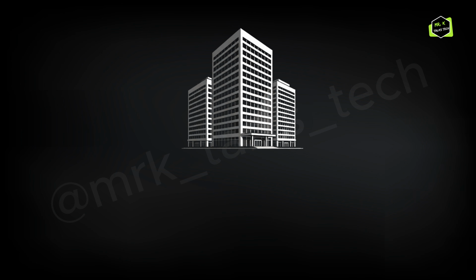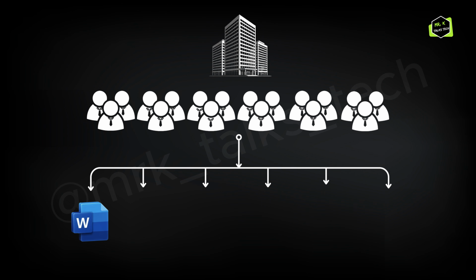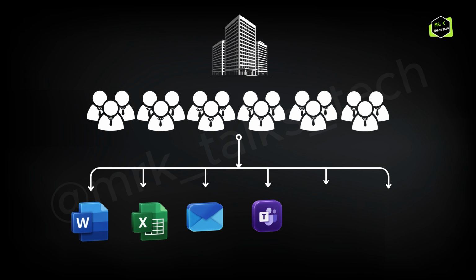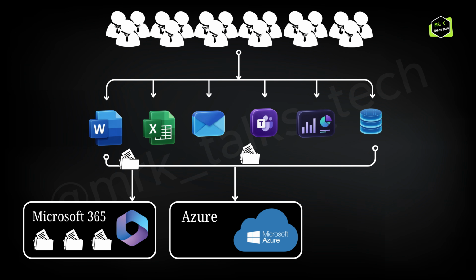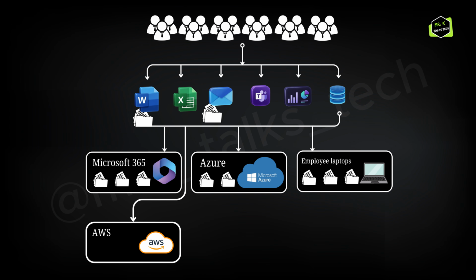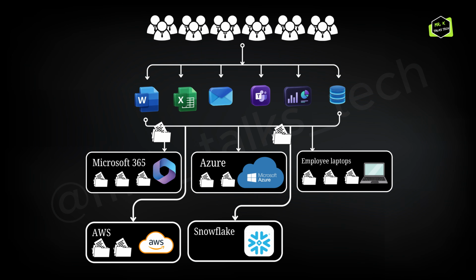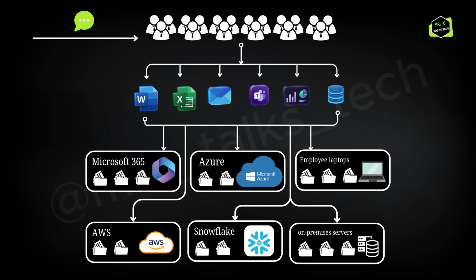Think about a large company with 20,000 employees. Every day, people create thousands of Word documents, Excel files, emails, Teams messages, Power BI reports, and database records. Some of this data is stored in Microsoft 365, some is in Azure, some is on employee laptops, and some may even be stored in Amazon Web Services, Snowflake, or on-premises servers. Now suppose the security team receives a simple request. Show me every place in the company where customer credit card numbers are stored.